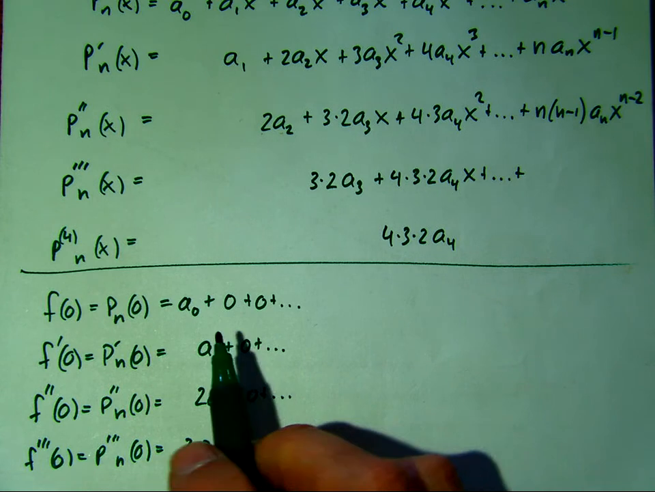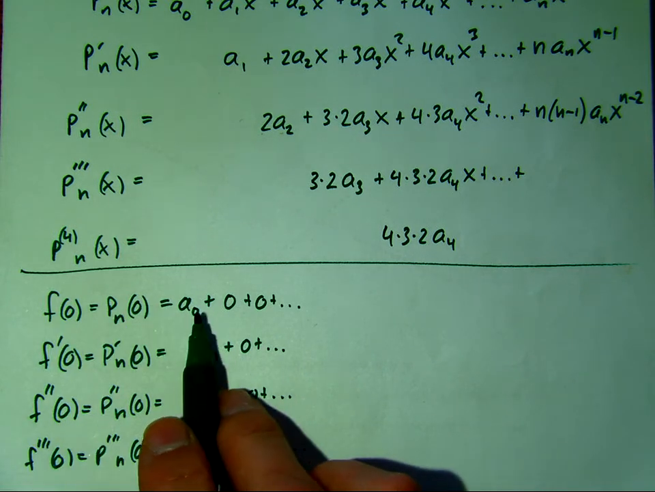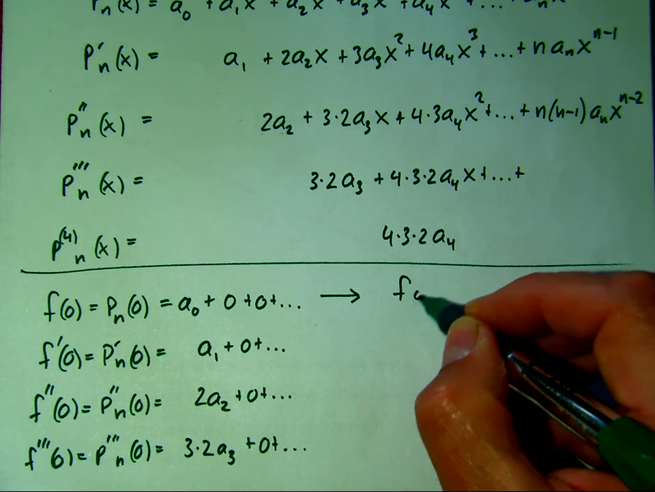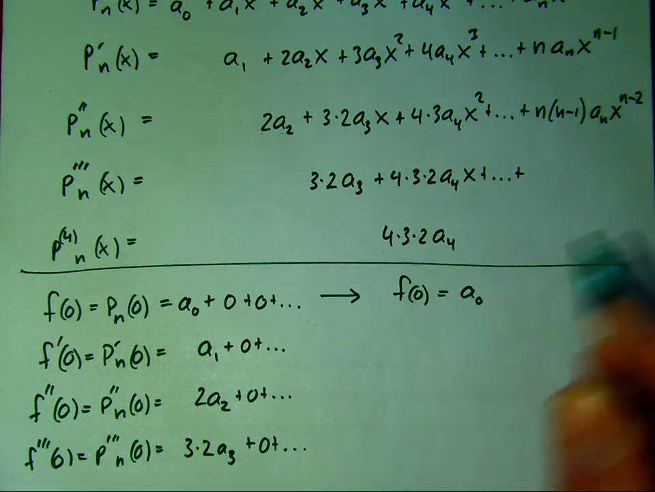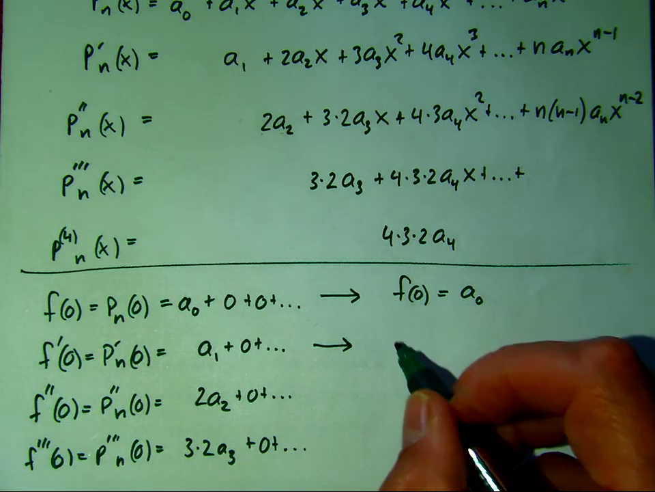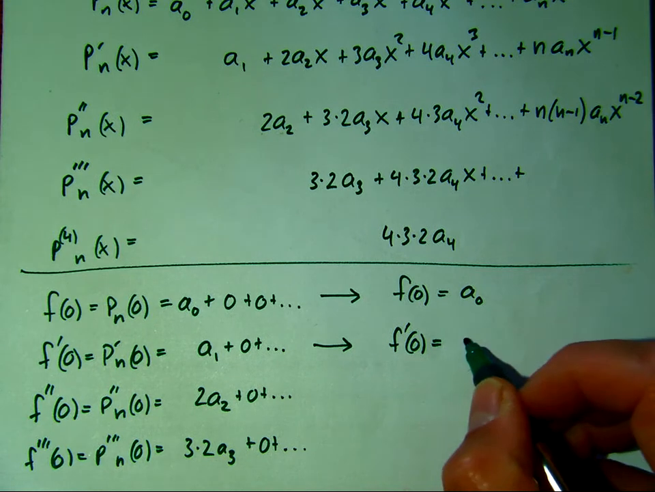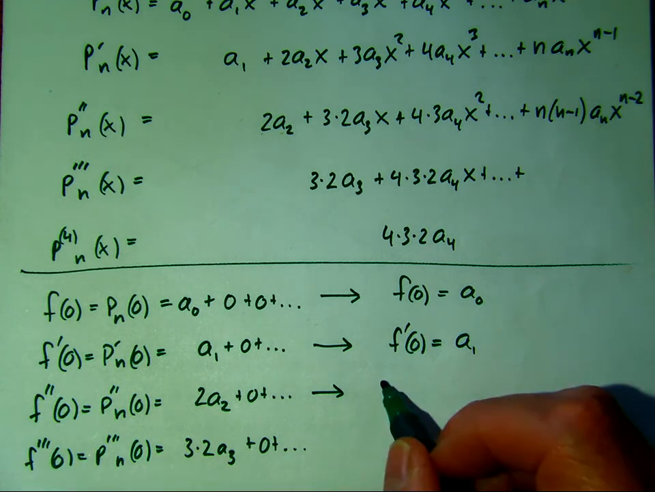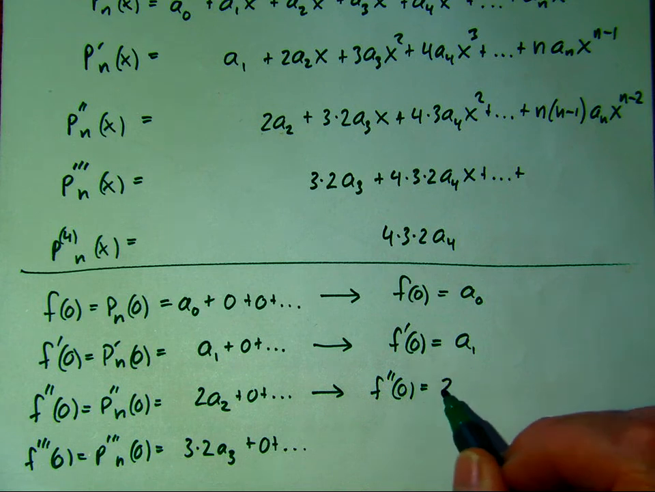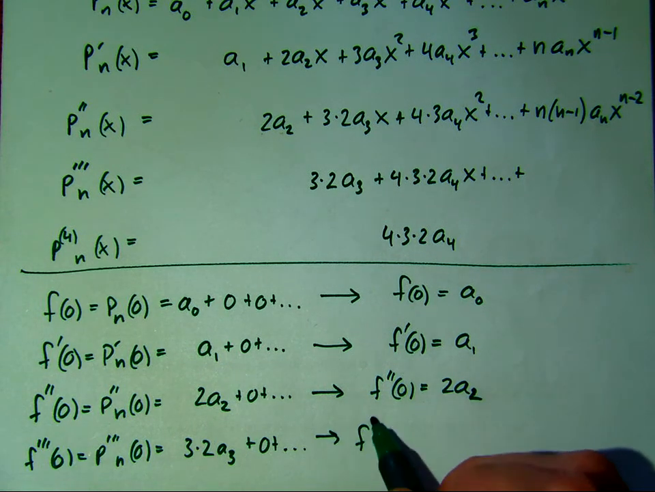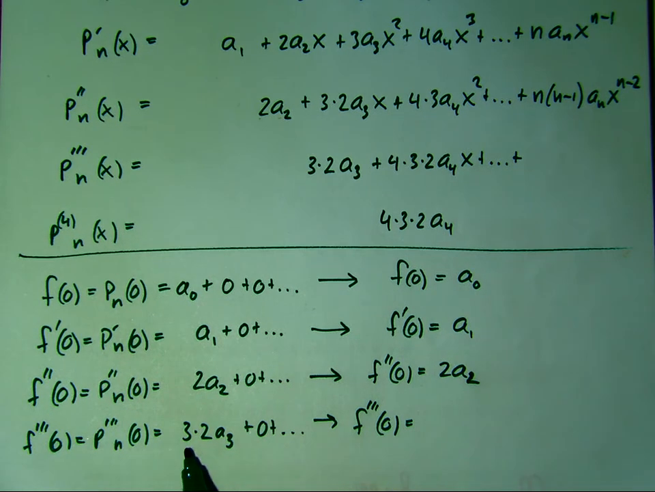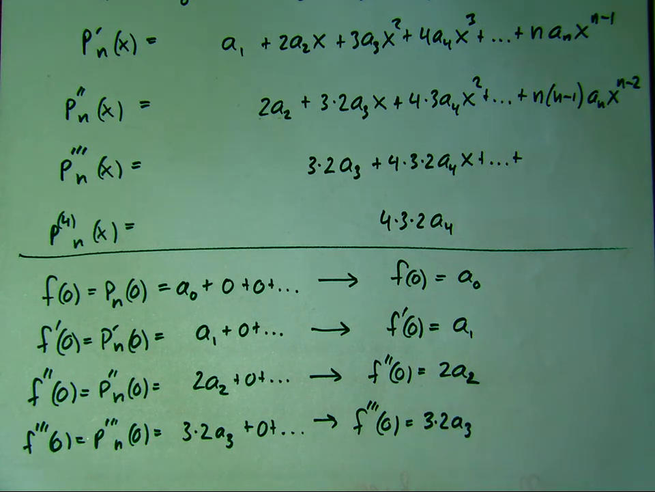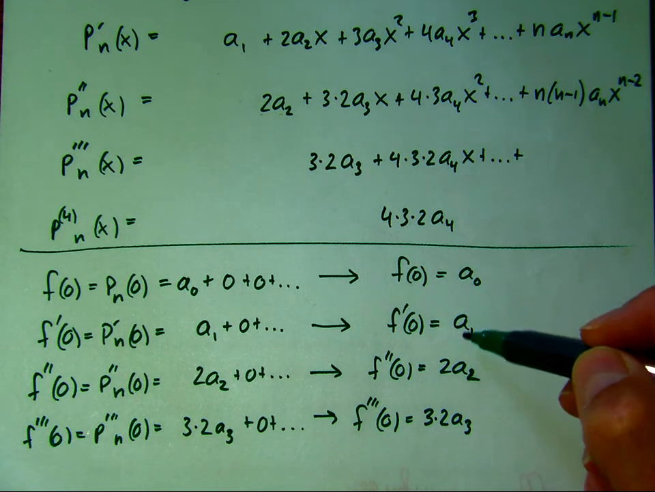All right. Now, the function is equal to the polynomial, and the polynomial is equal to a0. So now we say the function is equal to a0. The function at 0 is the first coefficient. The derivative of the function at 0 is equal to the second coefficient. The second derivative of the function at 0 is equal to the third coefficient. The third derivative of the function is the same as the fourth coefficient. Our goal was to find all the coefficients, and now we have formulas for the coefficients.